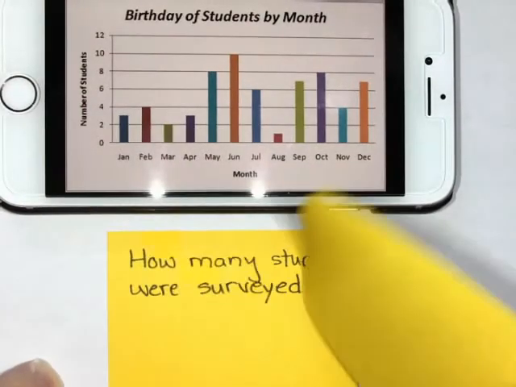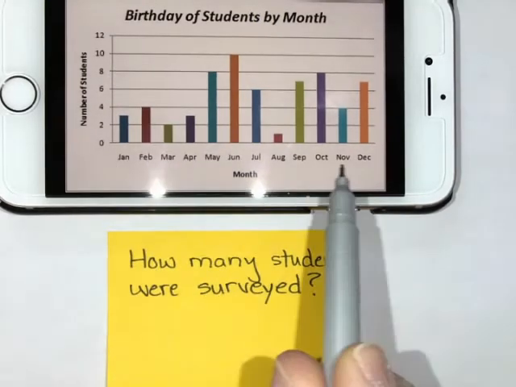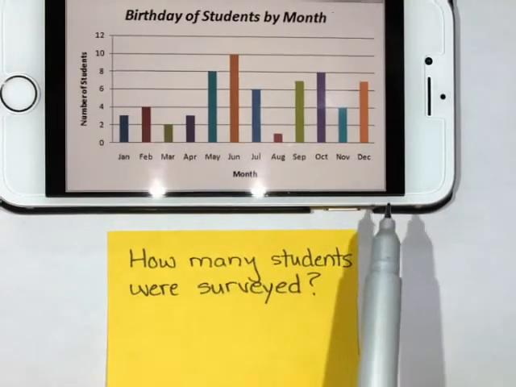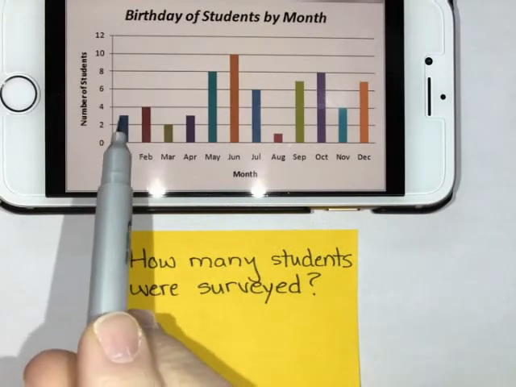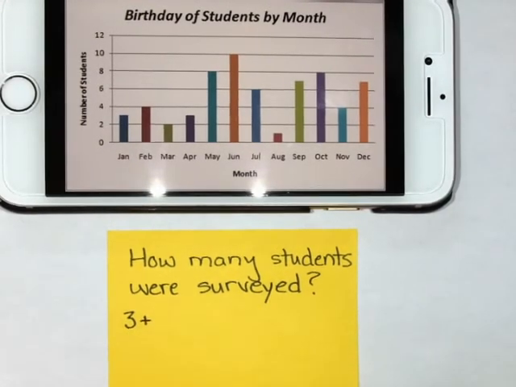Our last question says, how many students were surveyed? So it wants to know altogether how many students were asked, when is your birthday? So what I need to do is add up all of the numbers for each month. So January is between 2 and 4, so there were 3 students in January.